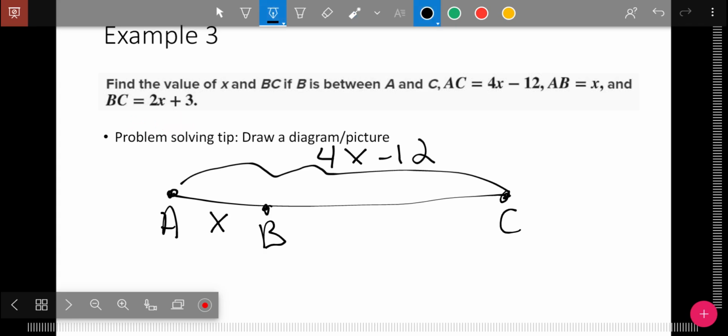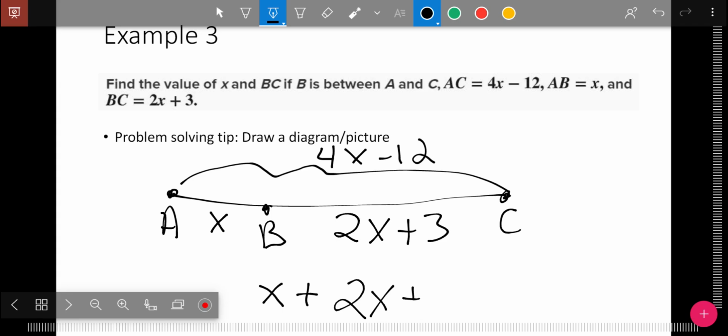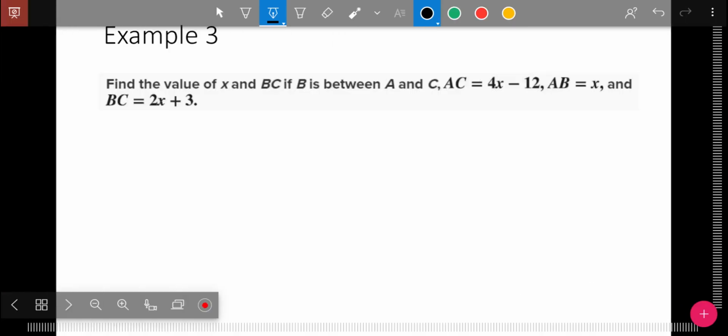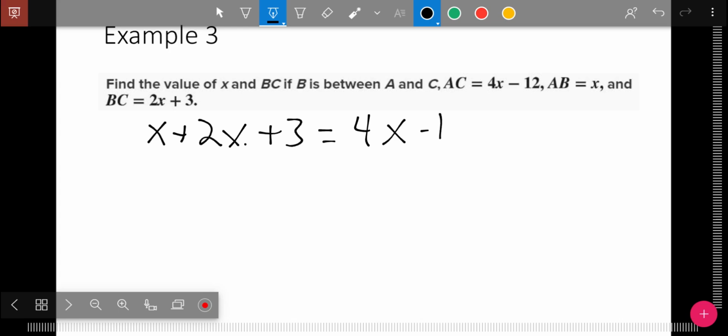And so for AB, I'm going to put an x in, and then for BC, I'm going to put 2x plus 3 in. And so I made myself a little picture to help myself out, and then I'm just going to do part plus part equals the whole. So x plus 2x plus 3 equals the whole thing, 4x minus 12. Right? And so that's where I'm going to start off doing my math, right there. And so I'm going to rewrite that over here, x plus 2x plus 3 equals 4x minus 12.